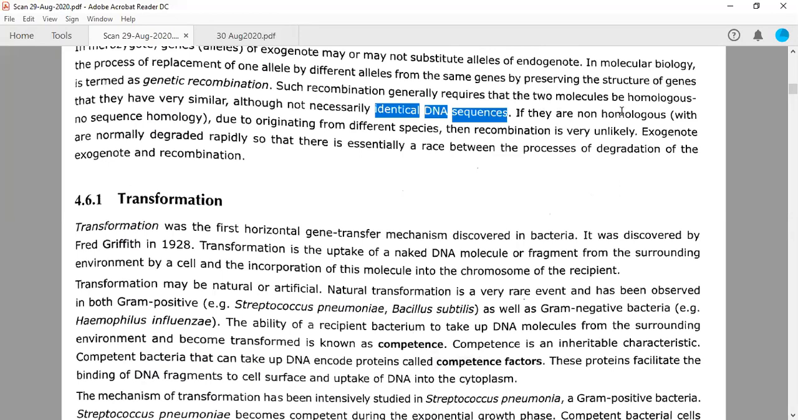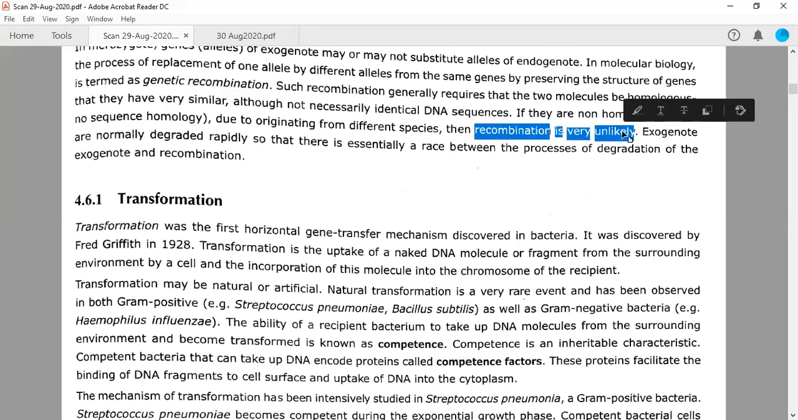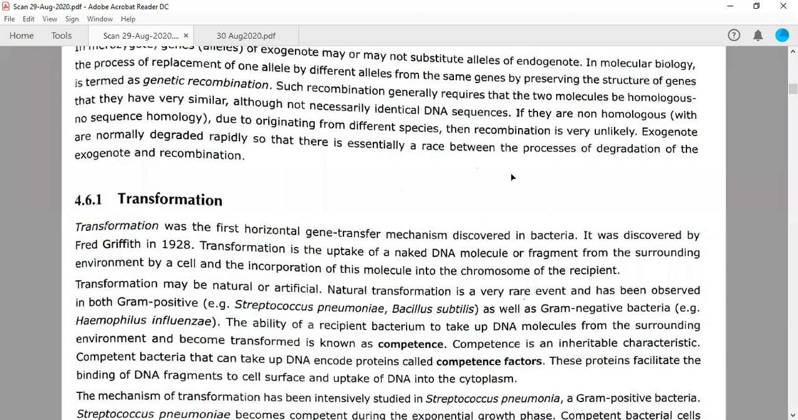If they are non-homologous, if they do not have sequence homology, for example because they originate from different species, then recombination is very unlikely. It may happen that recombination will not take place at all. If they are very unrelated species, then recombination may or may not take place. So everything depends upon the sequence homology between the two segments. Only then can this recombination process take place.